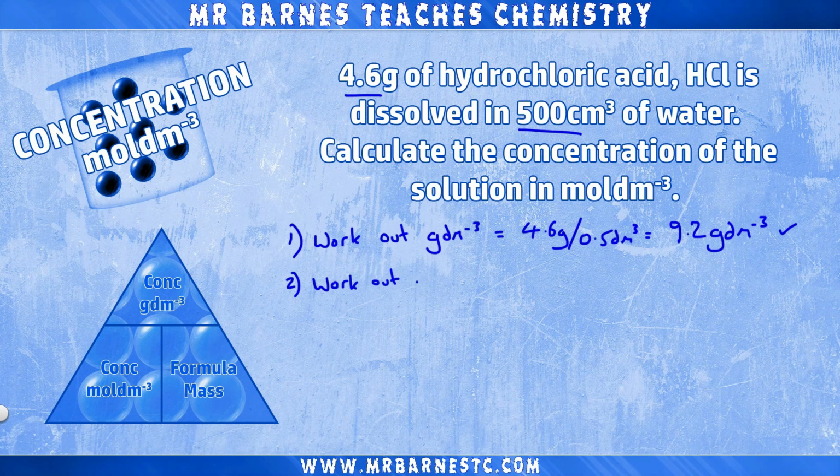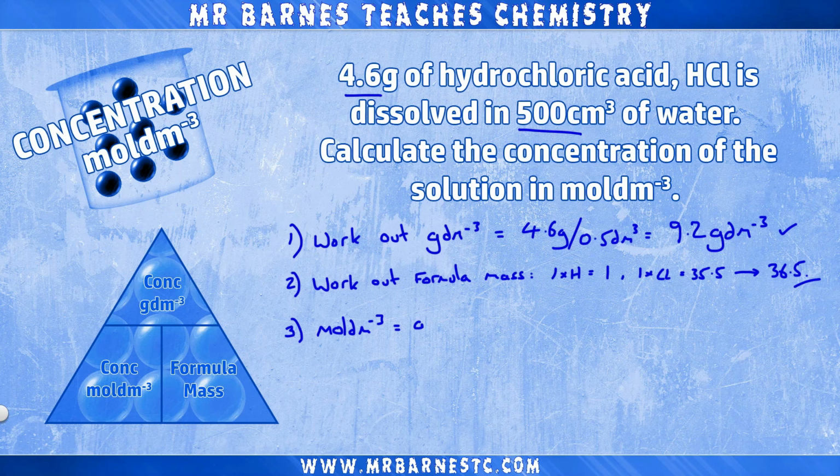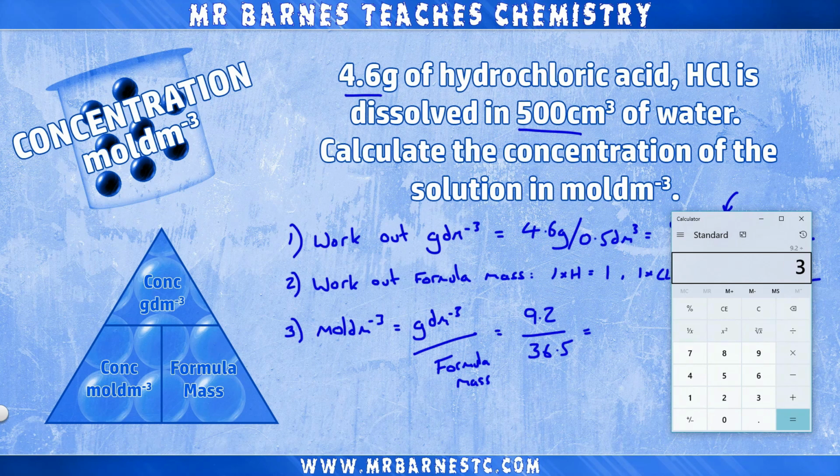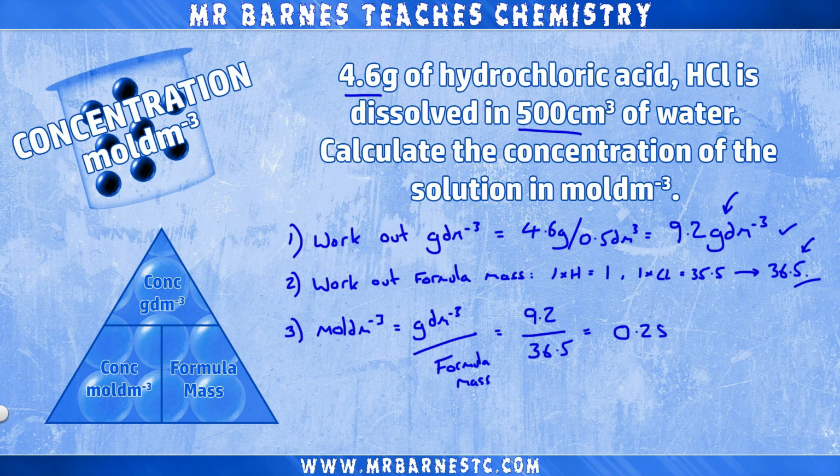Next, we need the formula mass, which we worked out earlier, one hydrogen, one chlorine, giving me a formula mass of 36.5. So now all I need to do is convert from grams per decimeter cubed to moles per decimeter cubed, which is grams per decimeter cubed, which we worked out as 9.2, divided by formula mass, which is 36.5, giving me an answer of 0.252 moles per decimeter cubed, which we saw earlier.